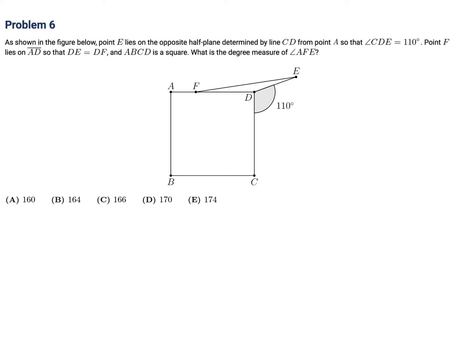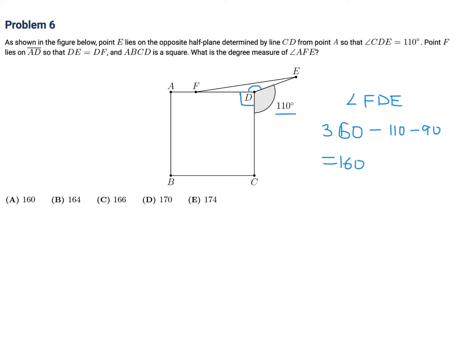Well, let's take this one step at a time. They've already told me that that's 110 right here. This is a square, so that's 90 degrees. So therefore this angle right here, which is angle FDE, would be the entire circle, which is 360, minus that 110, minus that 90. And that is 160.